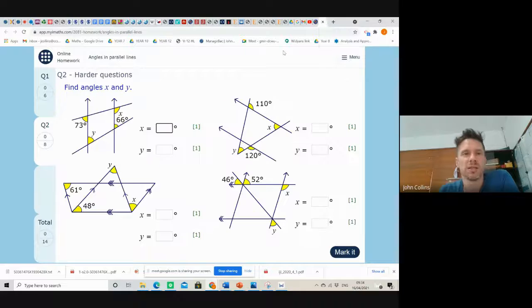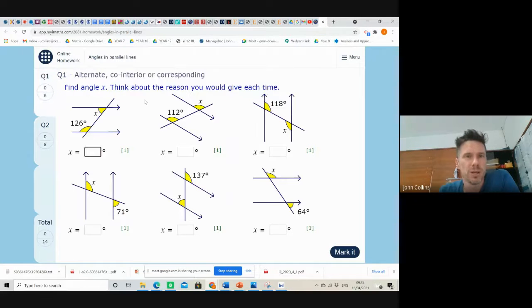The other task is on these transversals. For this one, this is very similar to the homework. So these two are co-interior, so they would have to add to 180. These two correspond, so they would have to be the same, and you can figure out the rest of them.